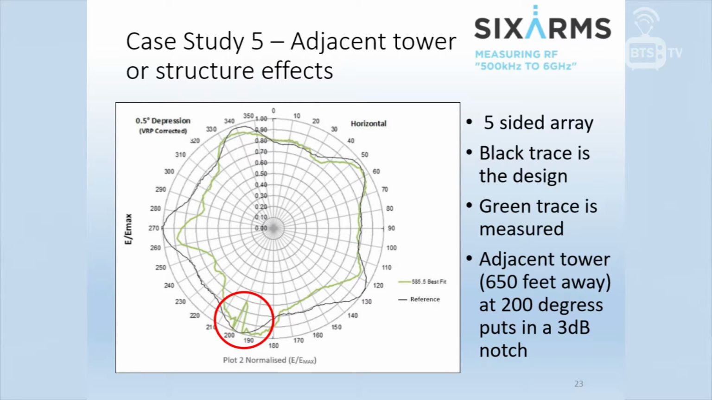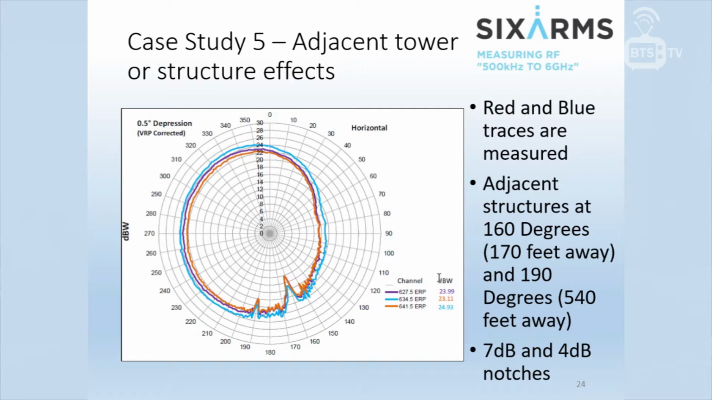color there is what it's supposed to do according to the manufacturer, etc. The green trace is what we actually measured. And look, there's an adjacent tower 650 feet away at 200 degrees, and that's down here in the circle. What that does is put a 3 dB notch into that array, about 5 degrees wide across there. So that's one single structure in this particular case doing that.